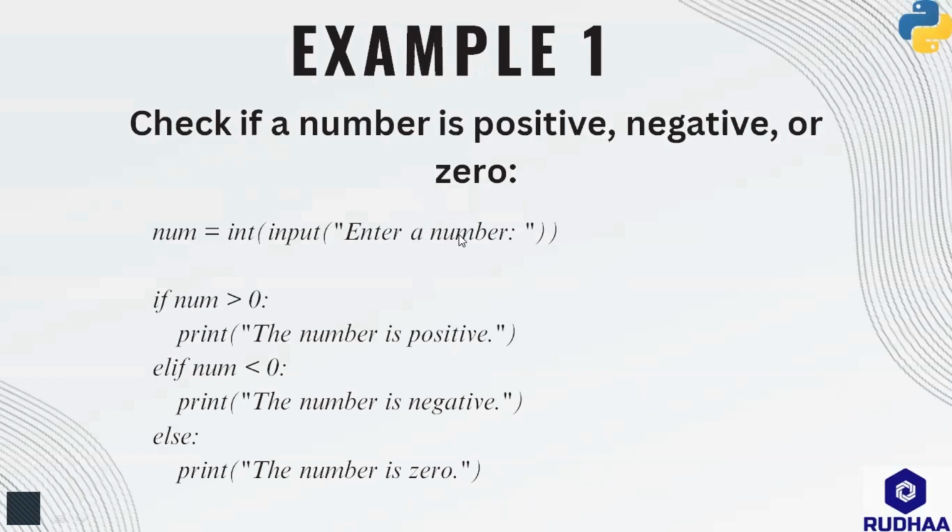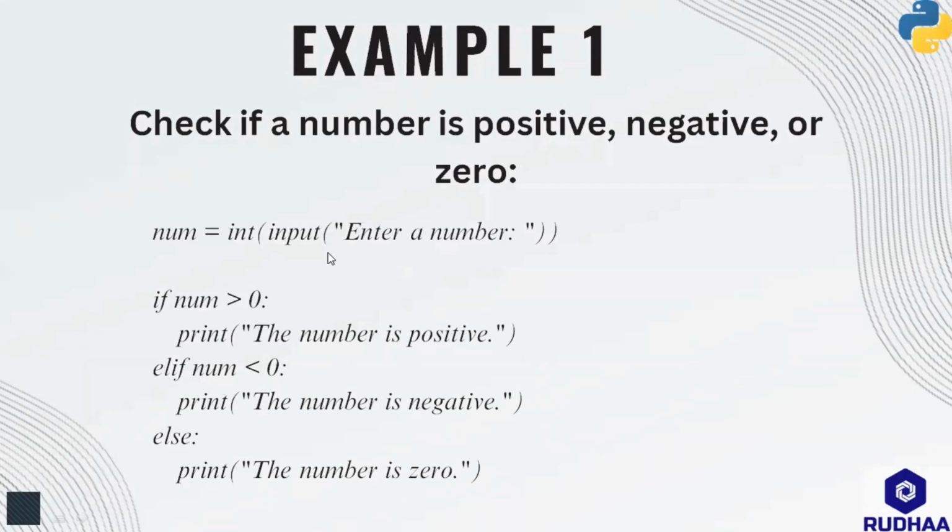So if that particular number is greater than 0, print the number is positive. Elif it is less than 0, print the number is negative. Else print the number is 0. First, suppose I'm giving a number as 5. It will check if the number is greater than 0. 5 is greater than 0, this condition is true. That means this sentence, the number is positive, will be printed since the first condition is true. Then it will check the remaining two conditions, that will go false. So only this will be obtained as a result.